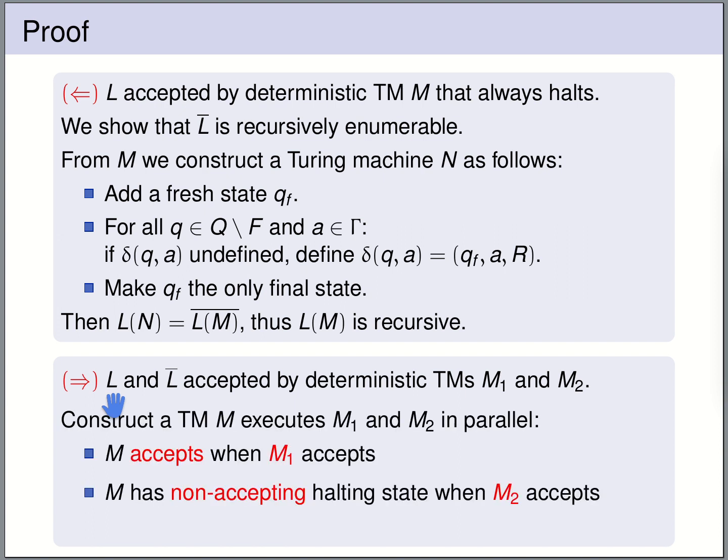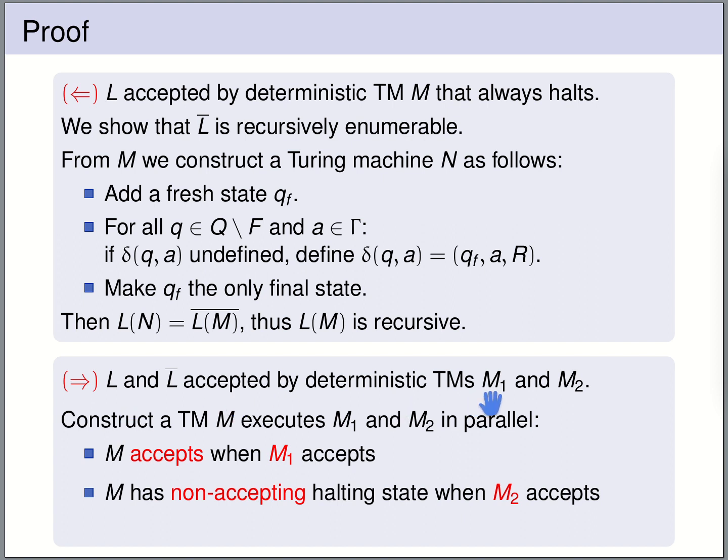The idea is that we run M1 and M2 in parallel. And here in parallel means again that we alternate between steps of M1 and M2. If M1 accepts, then our new machine accepts as well. If M2 accepts, then our new machine stops, but it stops in a non-accepting state. And one of these cases will always be reached eventually.